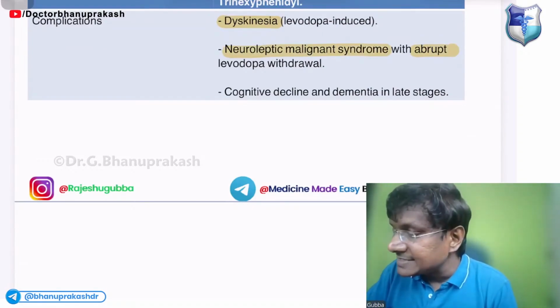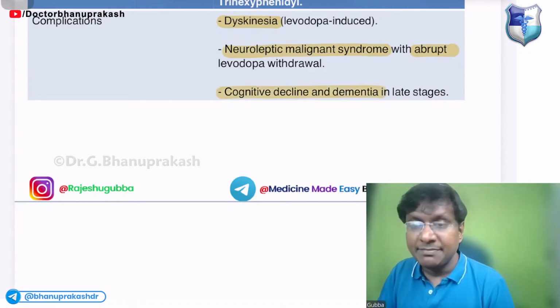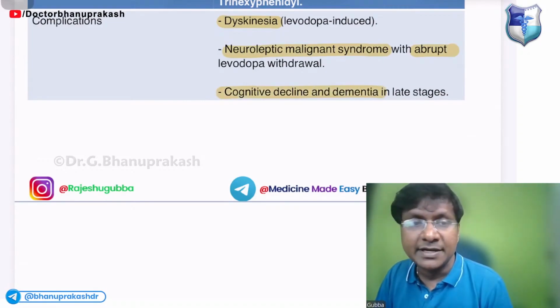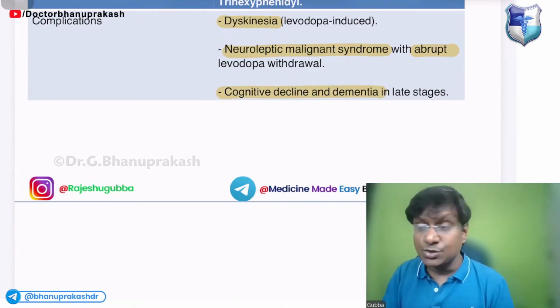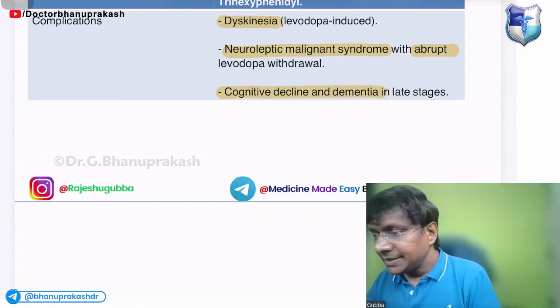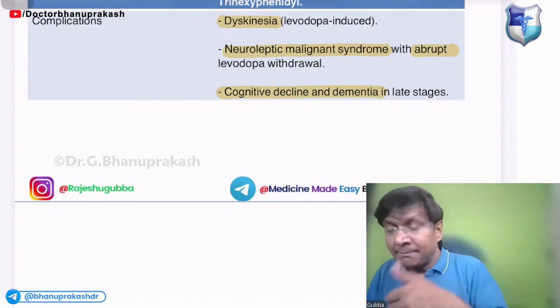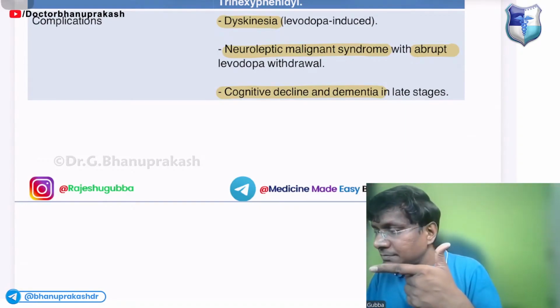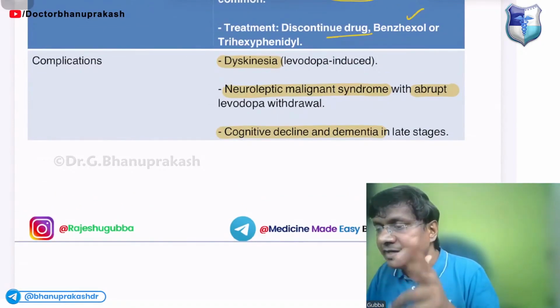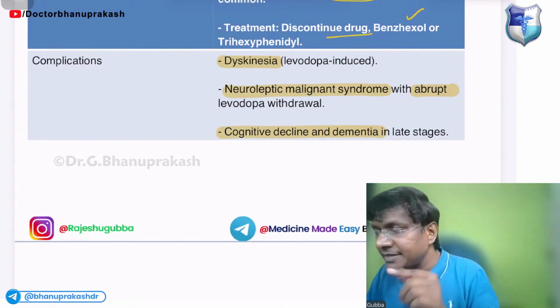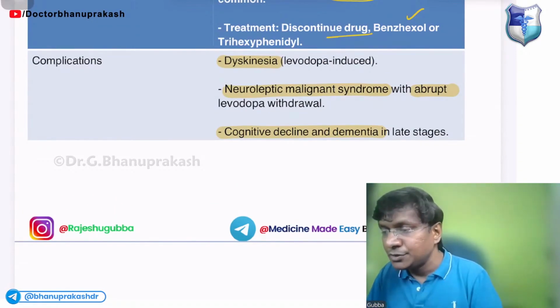And in the late stages, what did I tell you? There will be development of dementia as well as cognitive decline in late stages of Parkinsonism. Okay, so this is about Parkinsonism, but let me quickly tell you: biperiden, benzhexol, as well as trihexyphenidyl. These are all the drugs given for drug-induced Parkinsonism. Biperiden is also a drug given for drug-induced Parkinsonism.